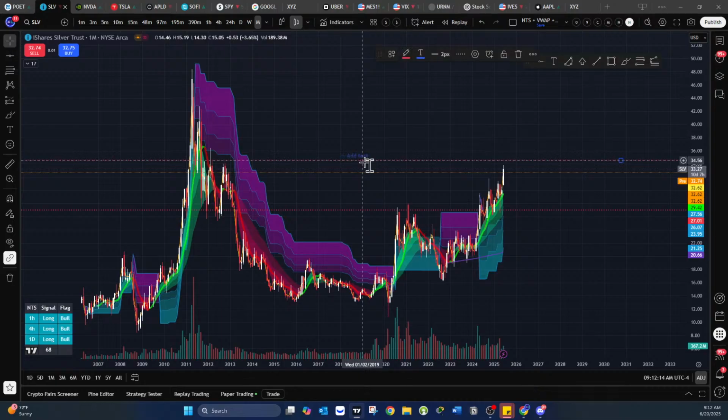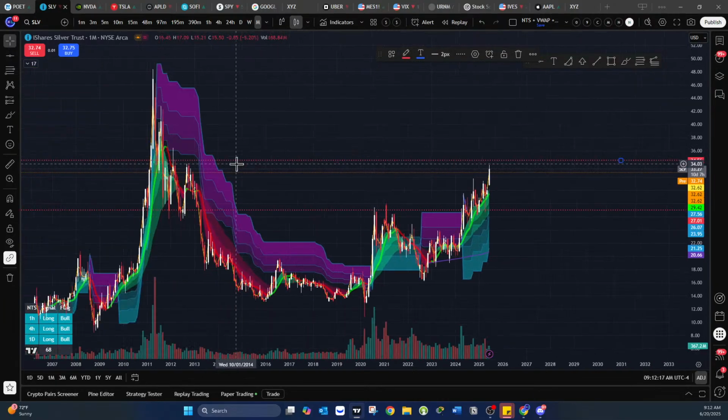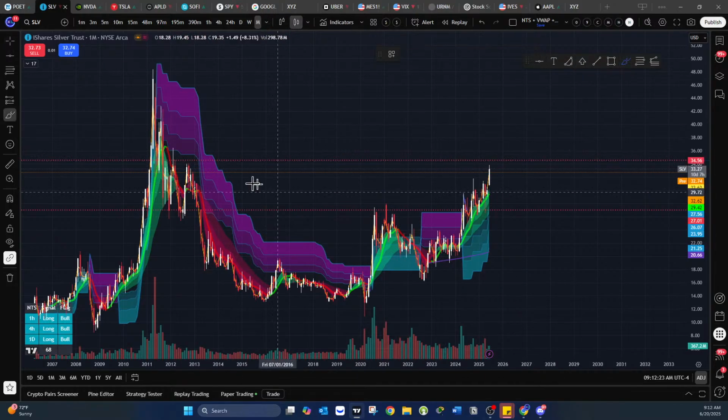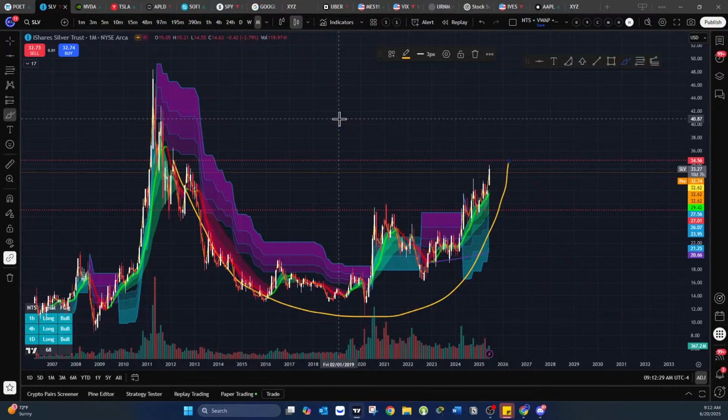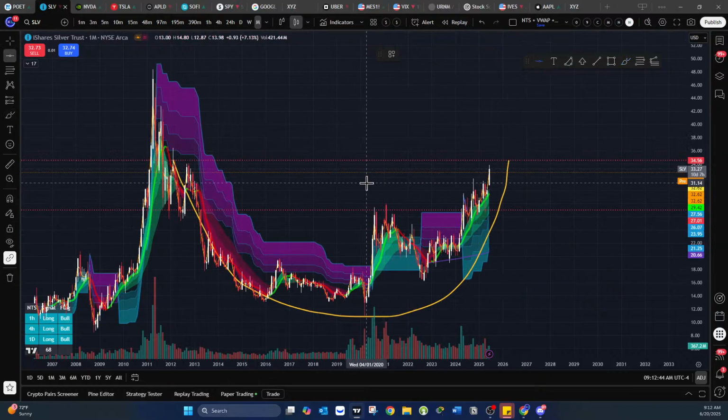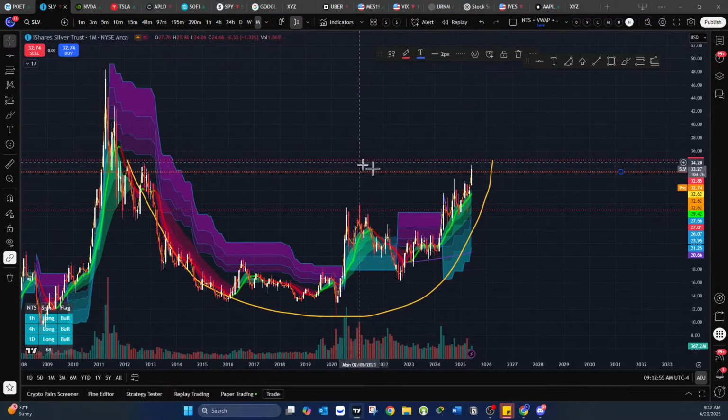Let's see what we got here. Above 35 it can go. This is a long-term rounding bottom. Wow, I love these. Look at that, that's a very bullish sign. I believe rounding bottoms usually have big breakout potential. And we pretty much broke out of that here on the monthly.